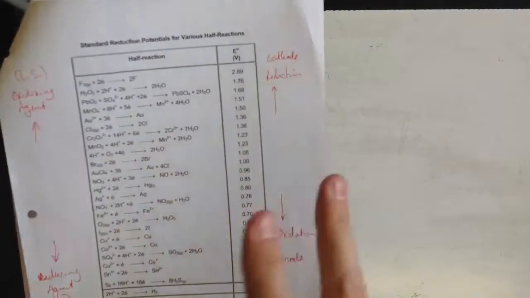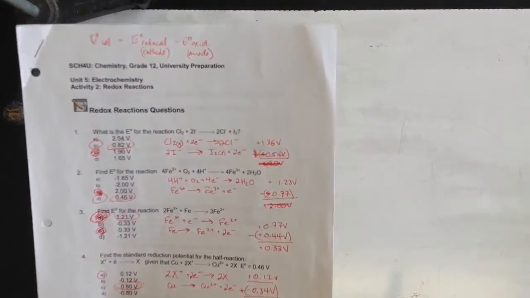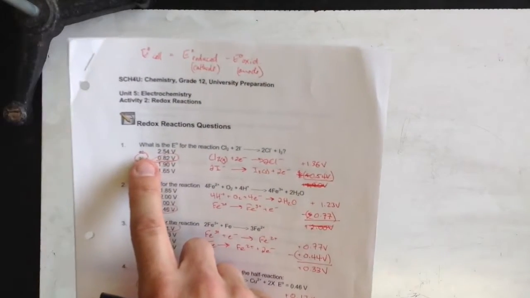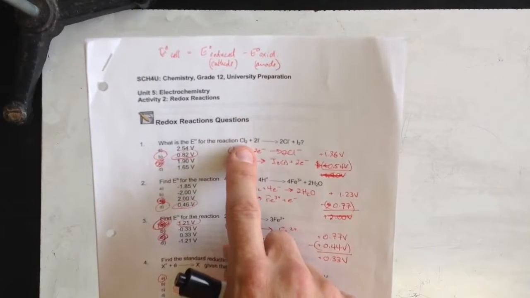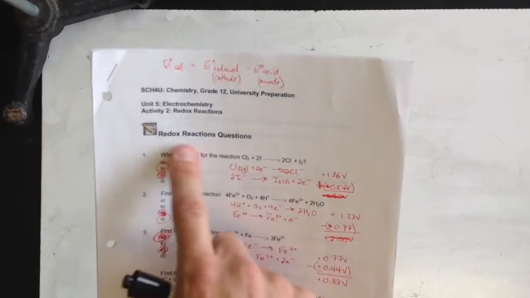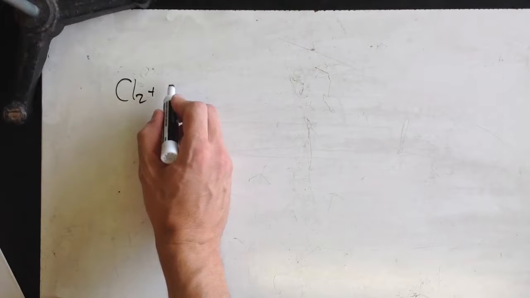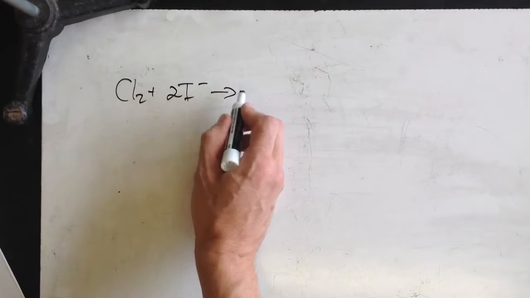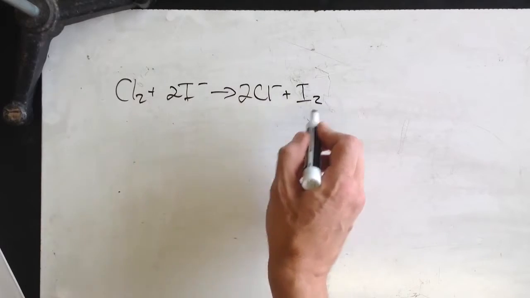All right, so we've got that. Let's take a look at some of the examples from the worksheet. This is Activity 2, Redox Reactions. We're going to do the first one here. So what is the potential for the reaction chlorine plus 2 iodide yields 2 chloride plus iodine? So we're going to start by writing out that reaction. So Cl2 plus 2I negative yields 2Cl negative plus iodine.